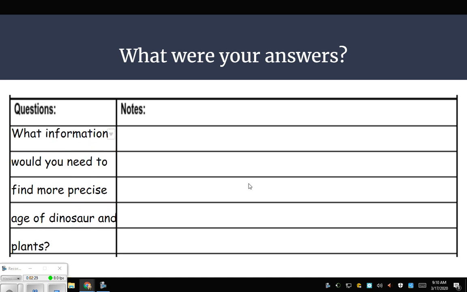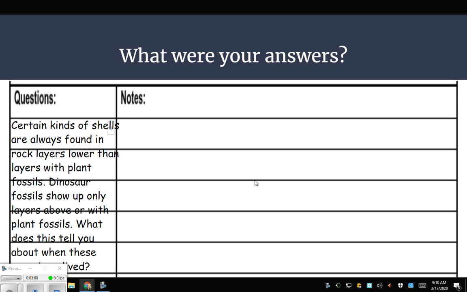All right. So what information would you need to find a more precise age of a dinosaur? Well, the age of the rock is the age of the fossils that were found in it, as determined by absolute or radioactive dating. So this is essentially what you need to do in order to find a more precise age of a rock, or the age of the dinosaurs and the plants, essentially. So that's how you get that information.